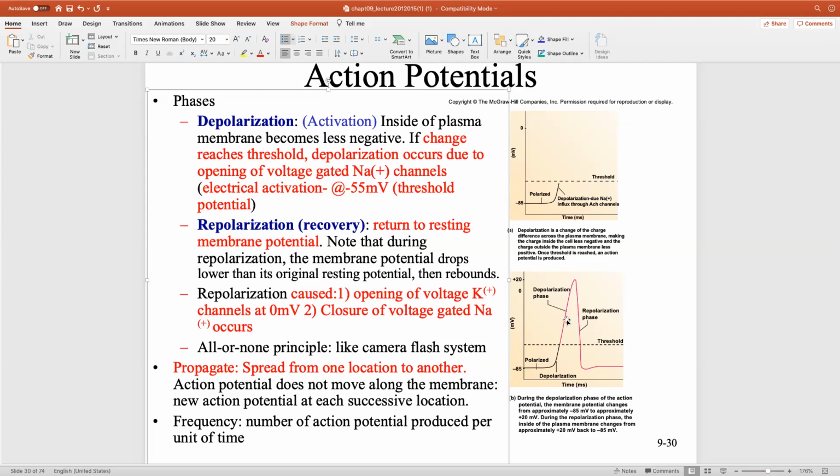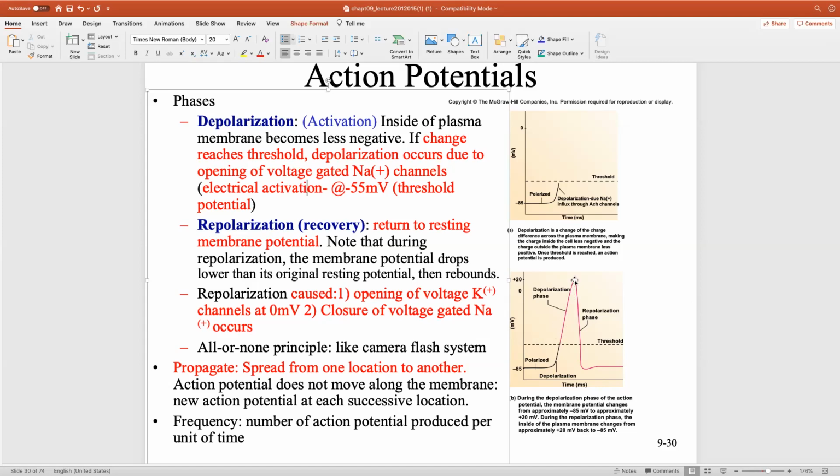Same thing here. As one segment of the plasma membrane depolarizes, it creates sodium influx to the next segment, causing that next segment to hit threshold and depolarize. As that next segment depolarizes, sodium rushes in through the voltage-gated channels. Sodium then causes the next segment to hit threshold. Each segment always causes the depolarization of the next.